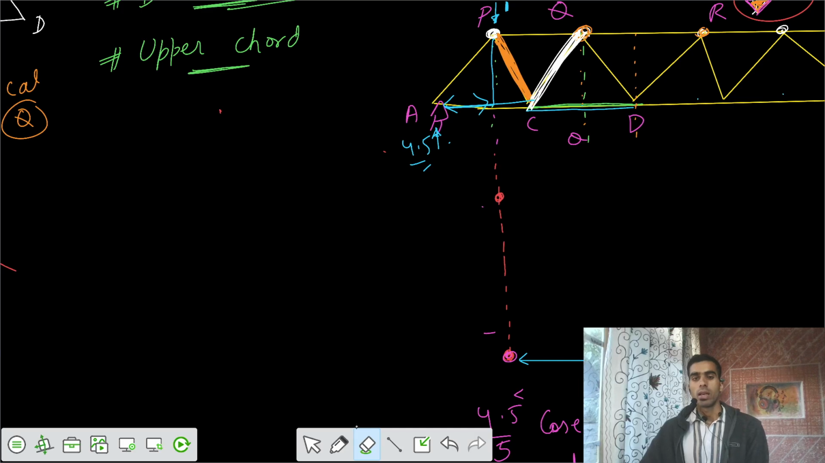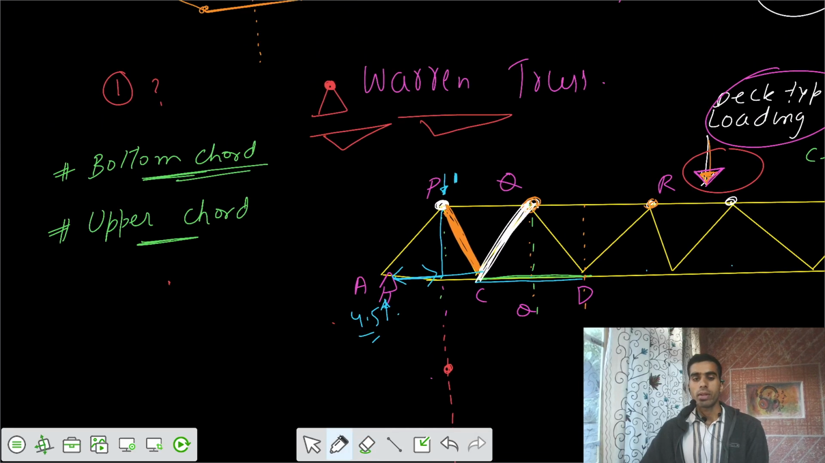I would say, can you get the reaction? Can you get the value of PA, since you are not applying load at the joint A, you are applying load only on the top members?